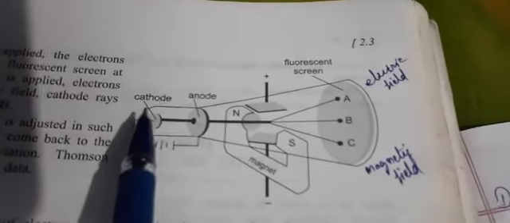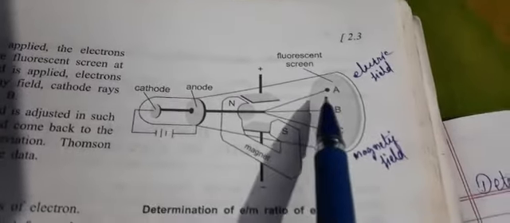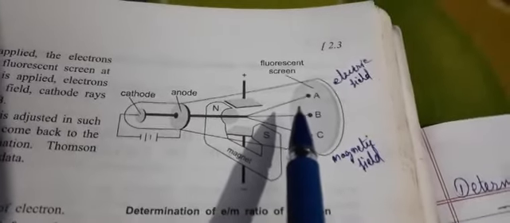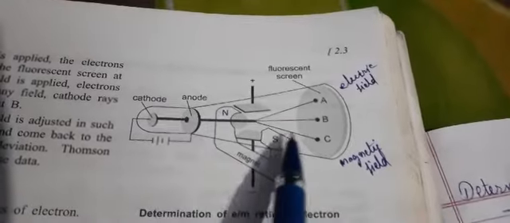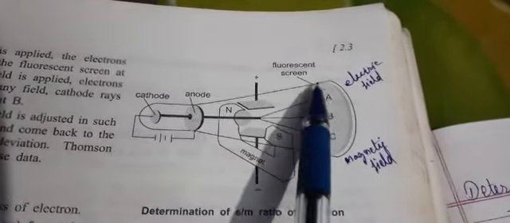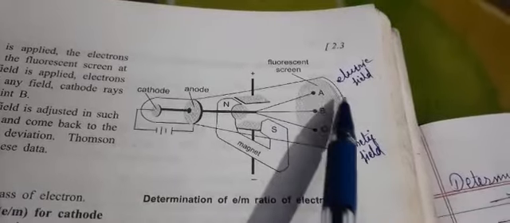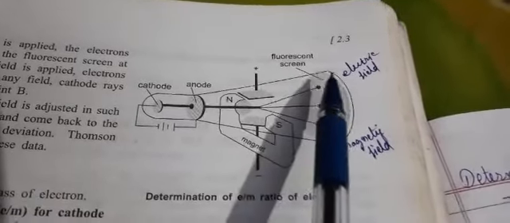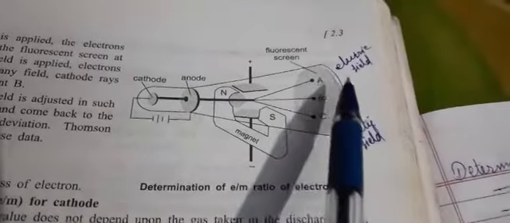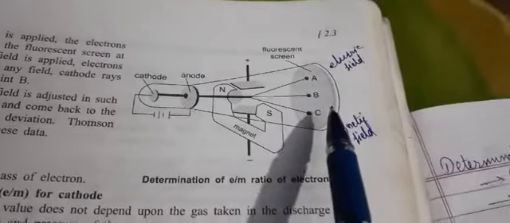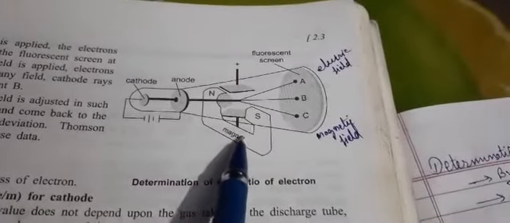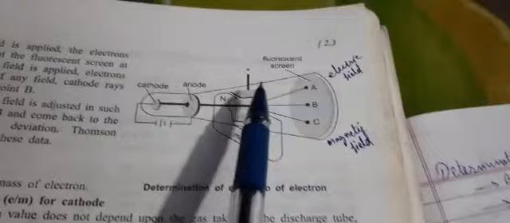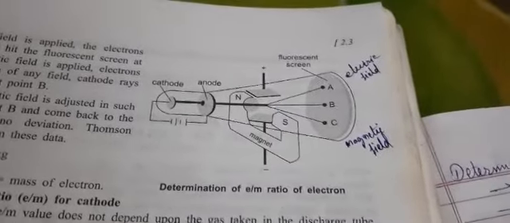Now you can see here, this is the discharge tube. In this discharge tube, this is the cathode, this is the anode. Behind the anode certain arrangements have been made. One screen is fitted, the fluorescent screen. Why is it called fluorescent? Because fluorescent material, generally zinc sulfide, is stuck over it. Now you can see a magnet is there, and the positive and negative charges, so you can say there is an electric field also.